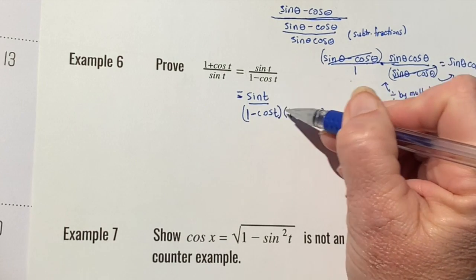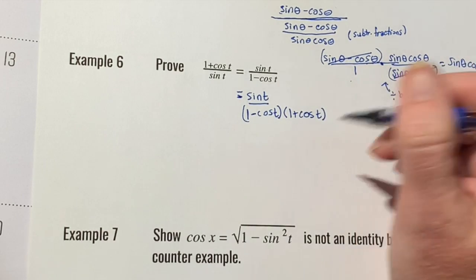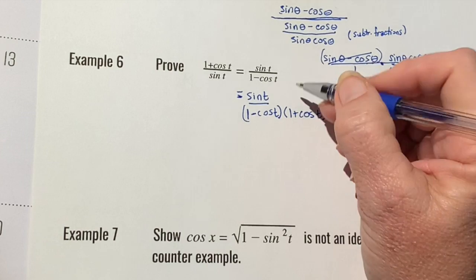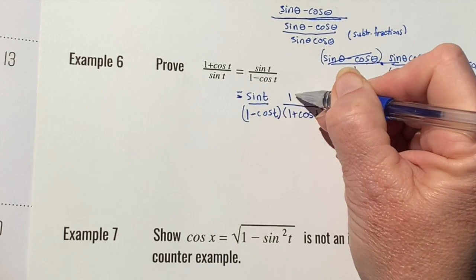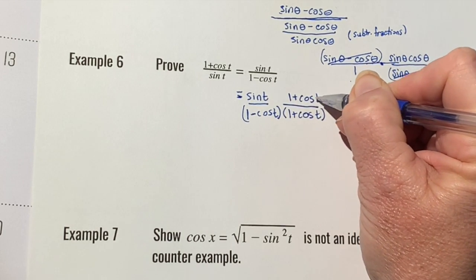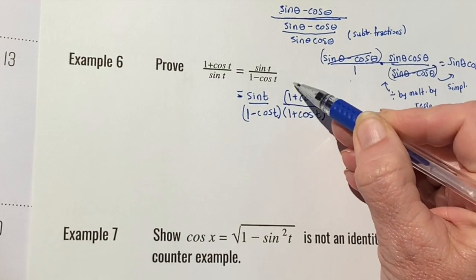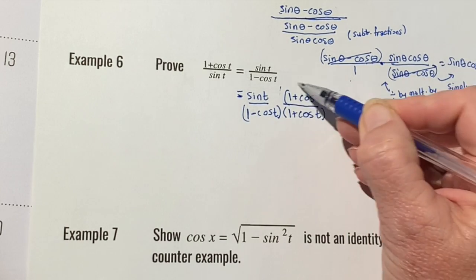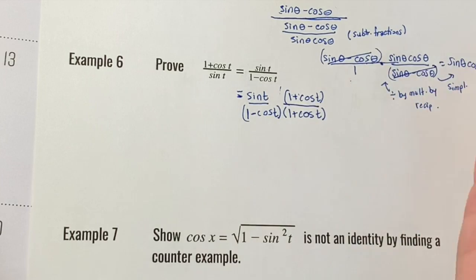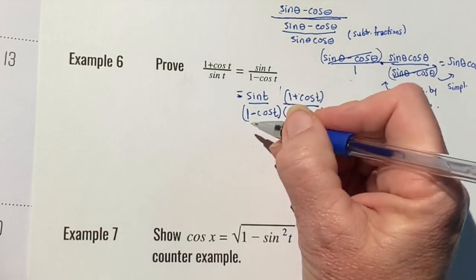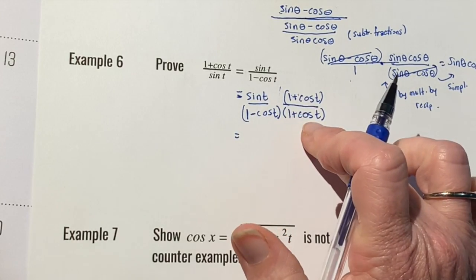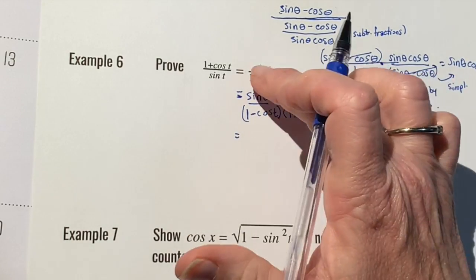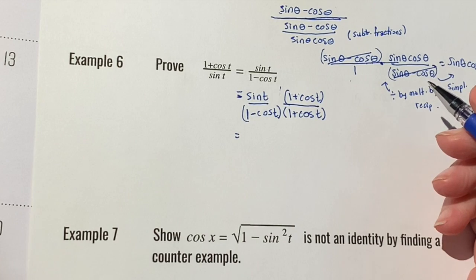But remember, I can't just multiply the denominator by 1 plus cosine. If I do, I just change the whole problem. But if I multiply the numerator by 1 plus cosine t as well, then I'm really just multiplying by 1. Anything over itself is 1, so you change the form of this, but I'm not changing the value of it. If you change the bottom by some multiplier, you have to do the top as well.